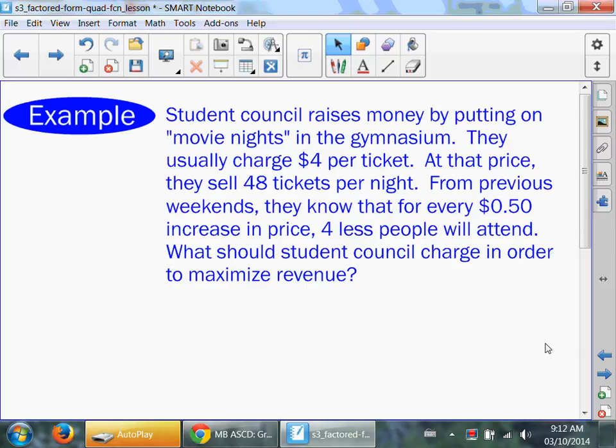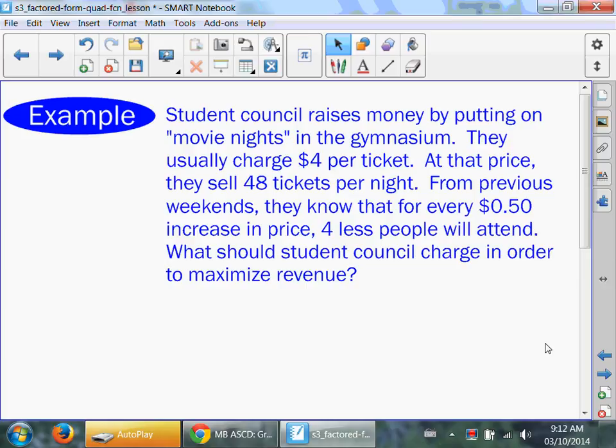Student council raises money by putting movie nights on in the gymnasium. They charge $4 a ticket. At that price, they sell 48 tickets per night. From previous weekends, they know that for every 50-cent increase in price, 4 less people will attend. What should student council charge in order to maximize the revenue?